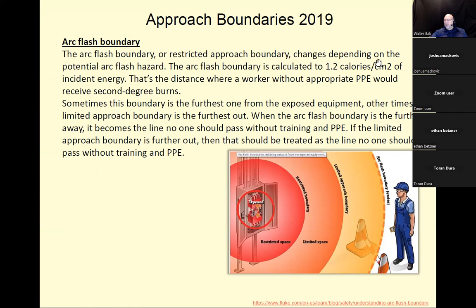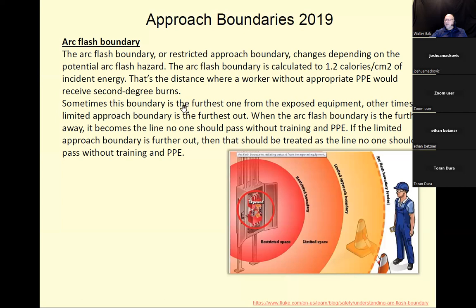boundary changes depending on the potential arc flash hazard. Remember, that's just how much energy this thing can deliver. The arc flash boundary is calculated at 1.2 calories per centimeter squared of incident energy, right? That's the distance where a worker without PPE would receive a second degree burn. So we're talking about the furthest boundary here.